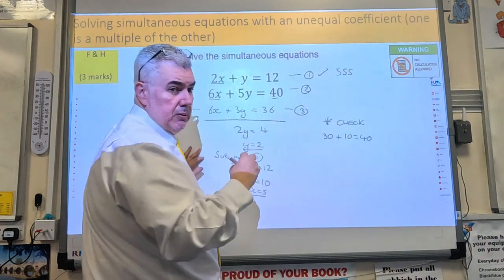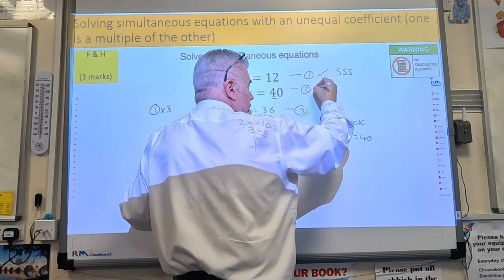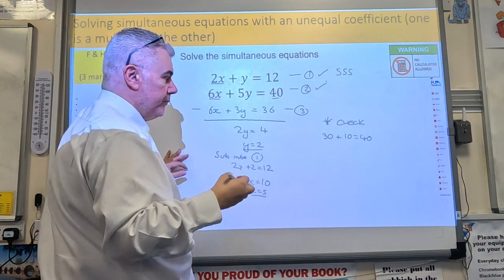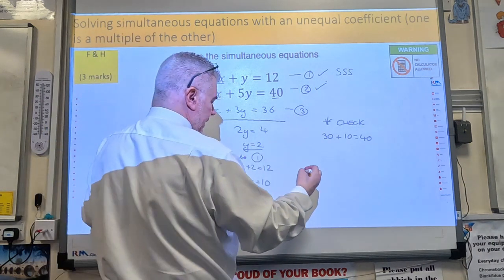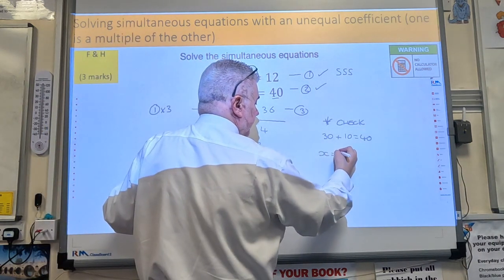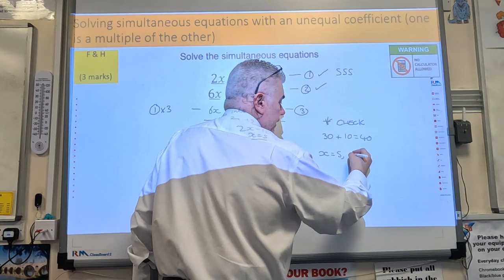So I know this is true because I worked with that one. And I know this is true because I've substituted in. So I'm fairly sure that my answer is x equals 5 when y equals 2.